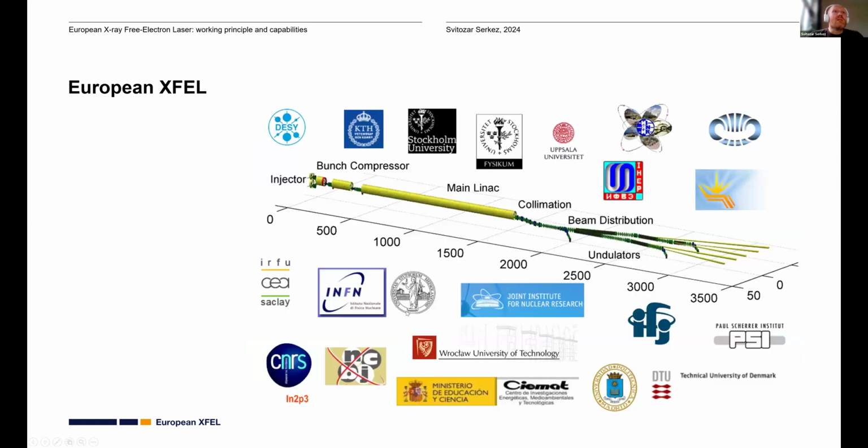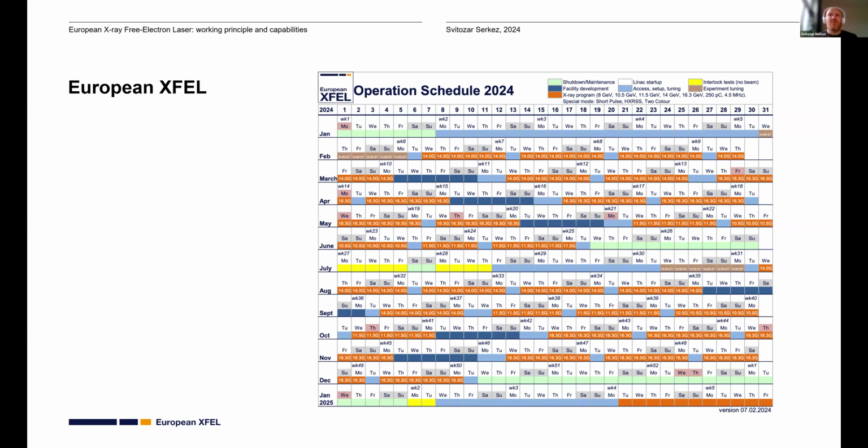And yeah, it's actually a collaboration of many institutes over the entire Europe, and it's a multi-user facility. It's always booked. So this is an example of our operation schedule in 2024, where orange are the days in which data is being collected for users, or in other words, photons are being delivered to users. And Mykola after me will tell you about FXE, which is one of the instruments.